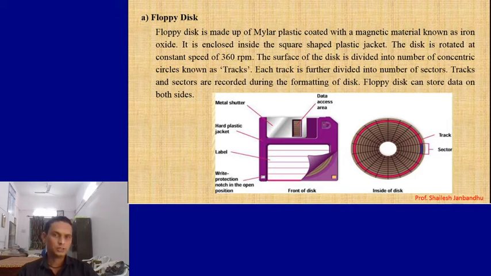The surface of the disk is divided into a number of concentric circles known as tracks, and each track can be further divided into a number of sectors. Just like in the second image, inside the disk, tracks and sectors are provided. On the tracks, the data is stored on the disk during the formatting of the disk. A floppy disk can store data on both sides.